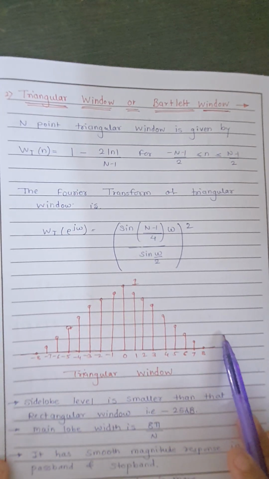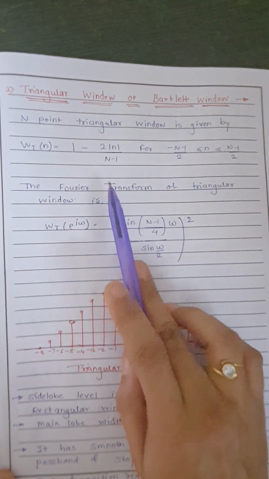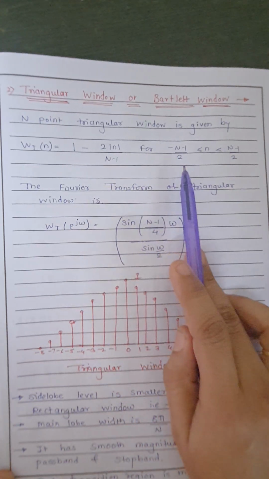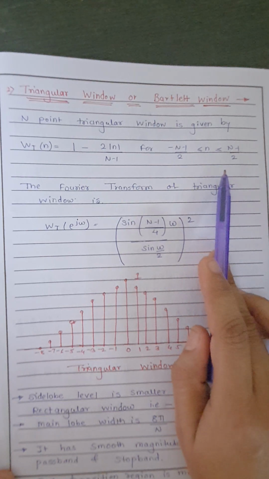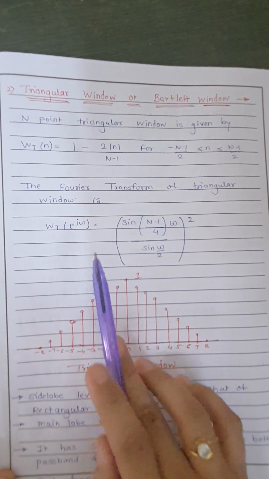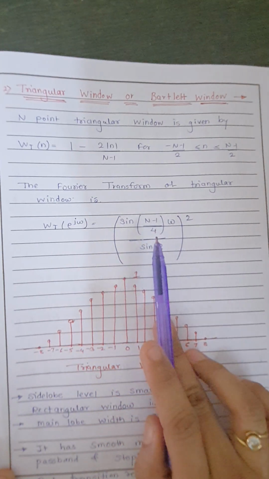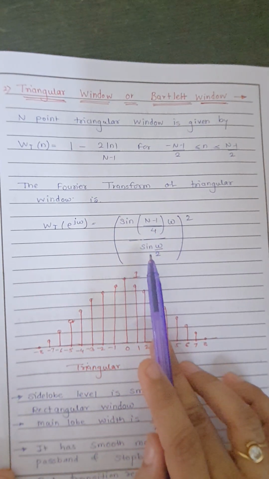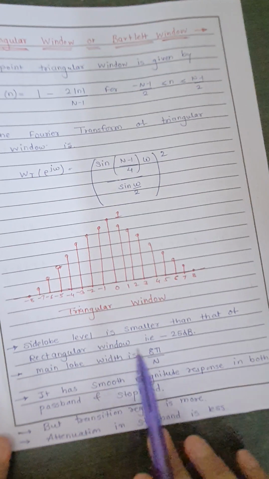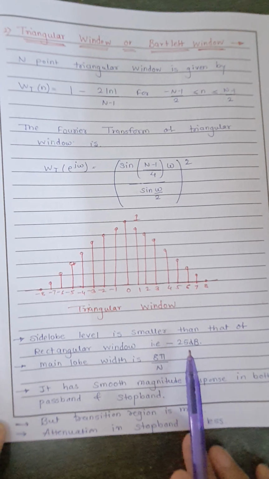The equation for the triangular window is given as Wt of n is equal to 1 minus 2 times modulus of n divided by N minus 1, for minus (N minus 1) divided by 2 to plus (N minus 1) divided by 2. The Fourier transform of the triangular window is given by Wt of e raised to j omega, equal to sine of (N minus 1) divided by 4 times omega, divided by sine of omega divided by 2, whole square. The side lobe level is smaller than that of the rectangular window, and that is minus 25 dB.